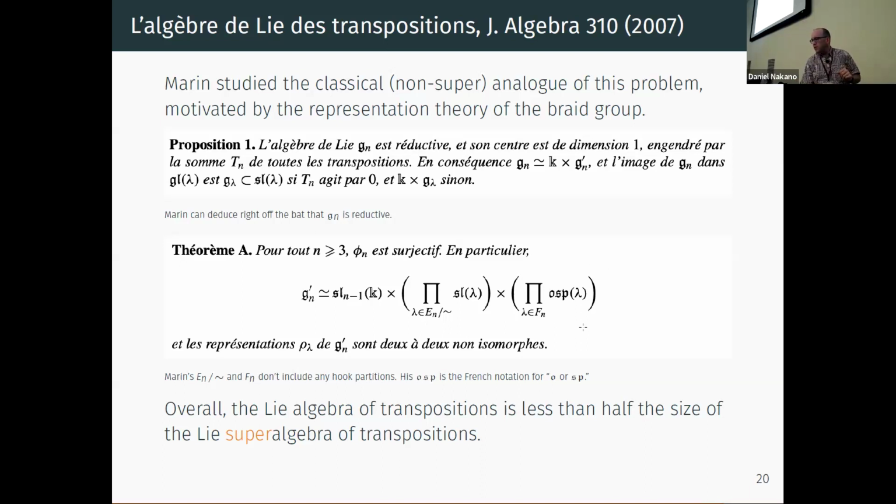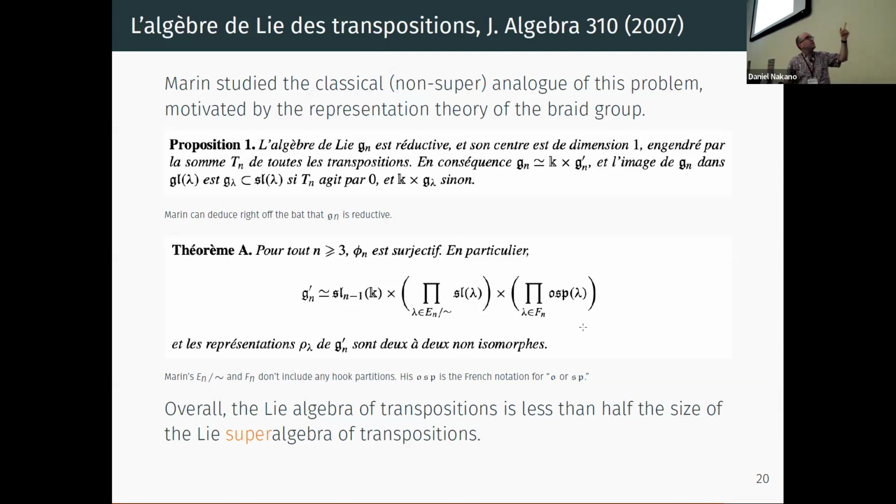And then over here for the type F parts, we were getting a full matrix algebra. He's getting either an orthogonal or a symplectic Lie algebra. And don't ask me how exactly it turns into orthogonal or symplectic, because that's part of the French paper that I didn't read. But OSP here is, I guess, French notation meaning either orthogonal or symplectic. It does not mean the Lie superalgebra OSP.